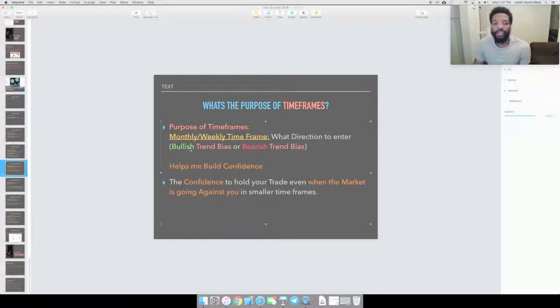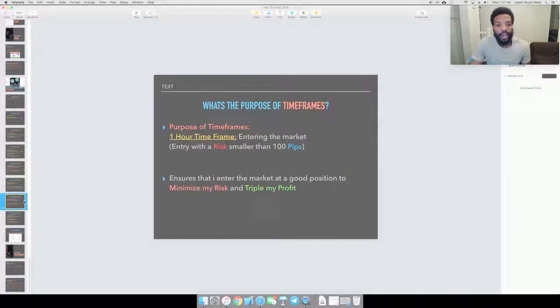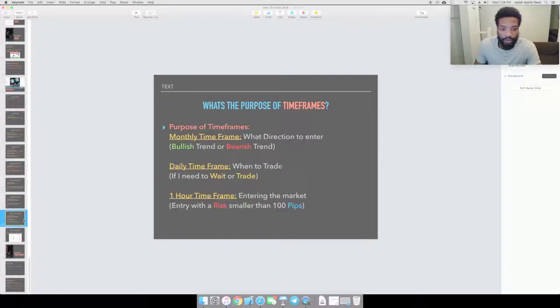So I use the month to figure out if I'm bullish or bearish, my trend bias. And then I look at the daily time frame to see if I need to wait it out or if I should be looking for opportunity. And then I use the 1 hour time frame to help me place an entry with low risk, basically a good position trade. And that's what it looks like all together.